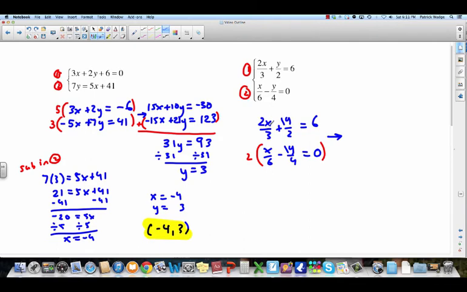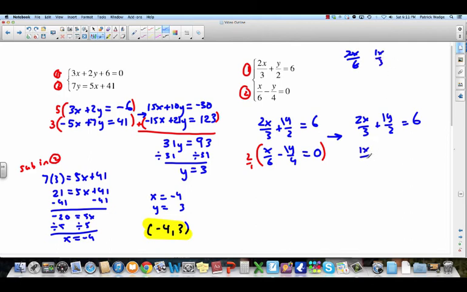Okay, so we do nothing to the first one, just leave it the same. 2x over 3 plus y over 2, or 1y over 2 if you want, equals 6. And on the bottom one, 2 times x, remember this is 2 over 1. It's not 2 over 2, it's 2 over 1. So you get 2x over 6. Or you could cancel that. I'll write it up here, 2x over 6. But the 2 and the 6 you can cancel and make it 1x over 3. I hope that makes sense.